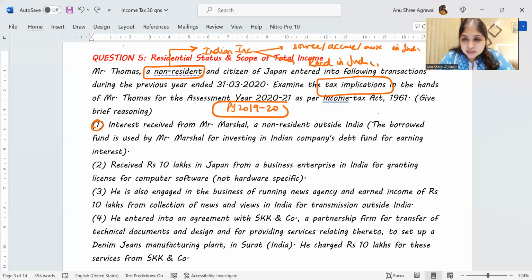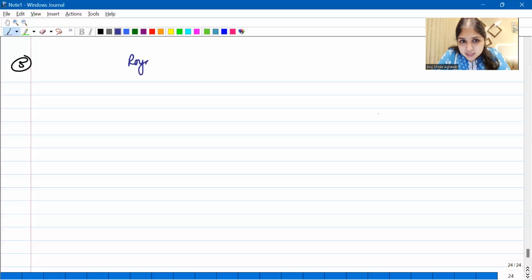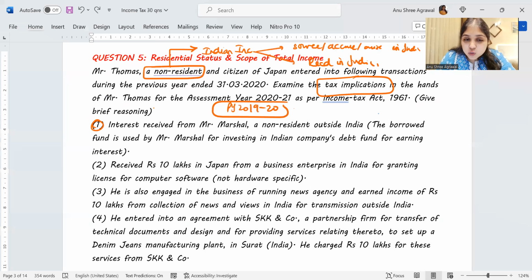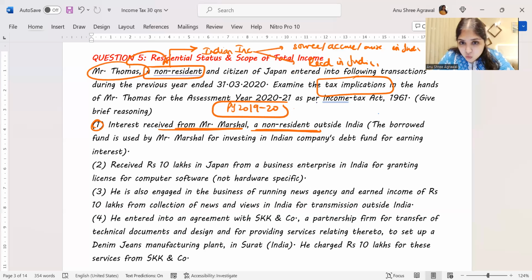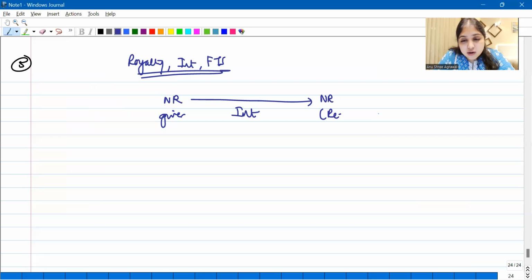So in this question, always remember one small hint I'll give you. Whenever it is royalty, interest, FTS, you will always see who the giver of the income is. You'll always start with that. Who is the giver over here? Mr. Marshall. Mr. Marshall is a non-resident. So non-resident is giving interest income to whom? To Mr. Thomas, who is also a non-resident. So non-resident giver, non-resident recipient. This is a story first of all.